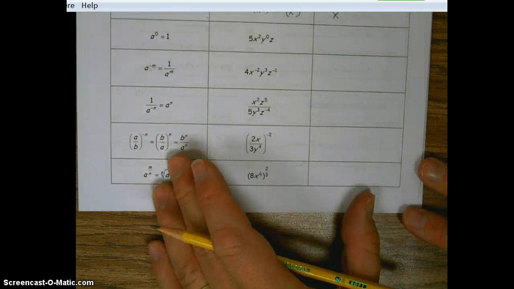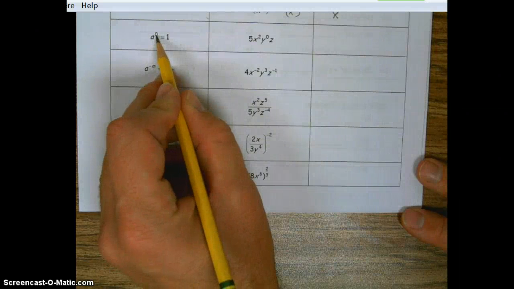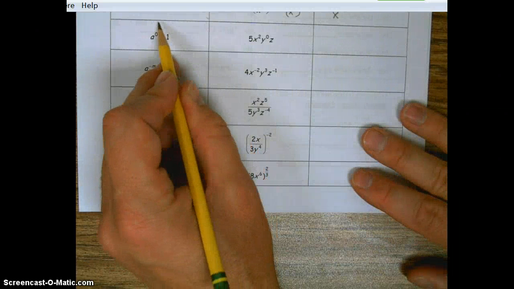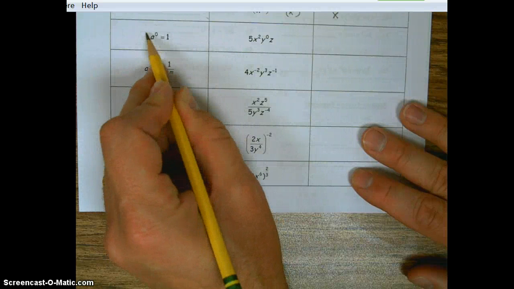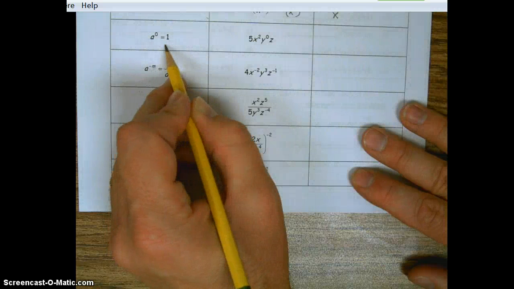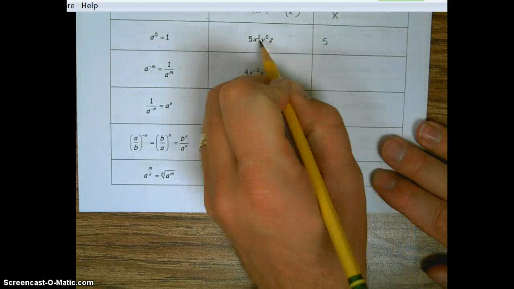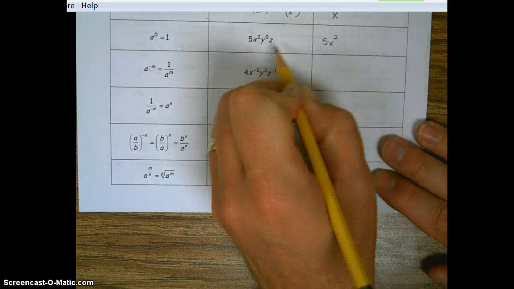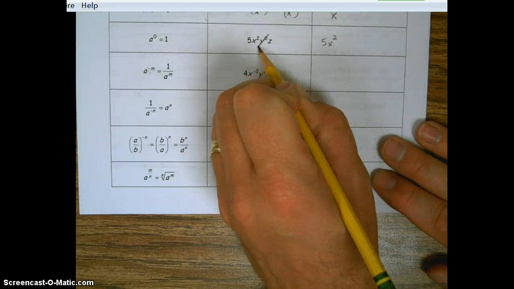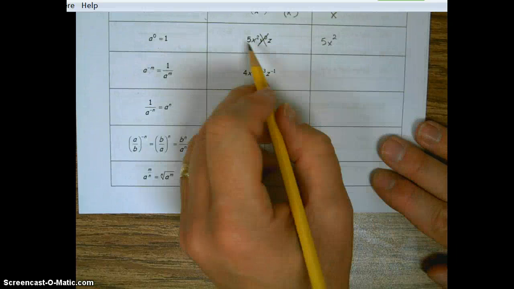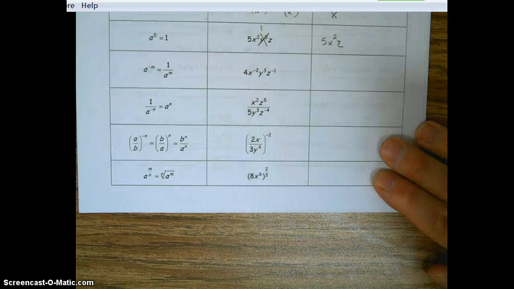Okay, we already talked about this, but any base raised to the 0 power is 1. That's a rule, and I can prove that to you in class if you want to see the proof on that. So what do we have here? We have 5, that stays the same, x squared stays the same, y to the 0 becomes 1. So basically we can just cancel that out because anything times 1 is itself, z.